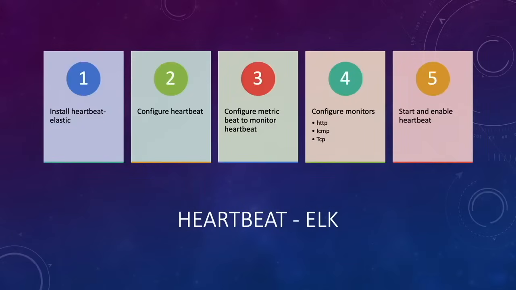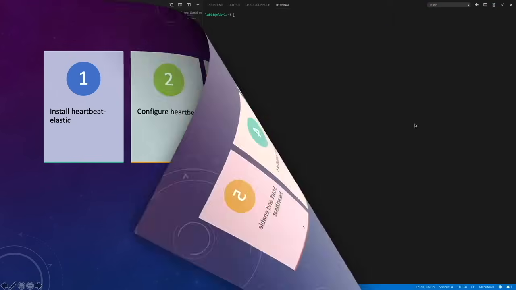Next, there are 5 steps to install Heartbeat. First, we'll have to install the Heartbeat-Elastic package. After that, we'll configure the Heartbeat service. Third, we'll configure Metricbeat to monitor our Heartbeat instance. Fourth, we'll configure our monitors, which is HTTP, ICMP, and TCP monitor. And finally, we'll start and enable the Heartbeat service. So let's move on to the lab.